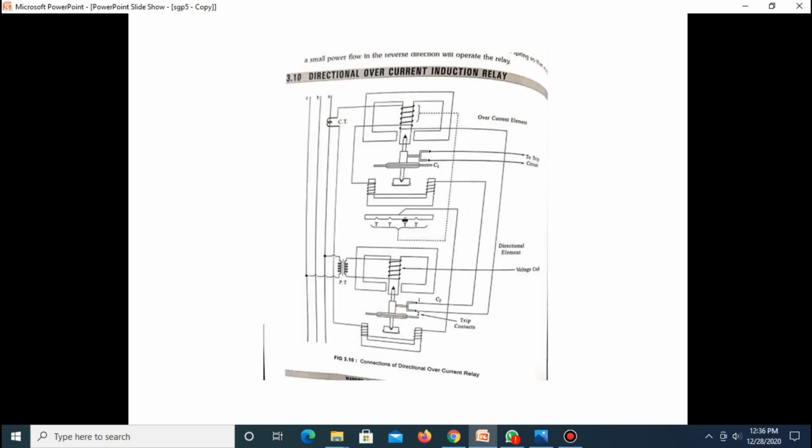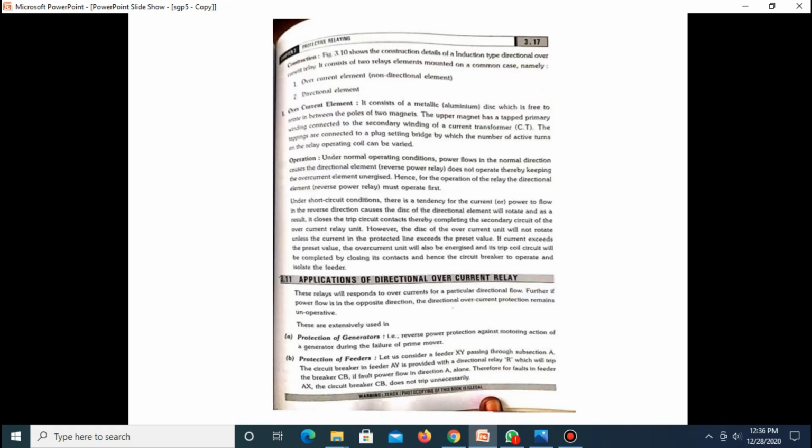First, the tripping contact closes. After tripping the contact, it gives the signal to the circuit breaker. The circuit breaker receives the signal from the relay and operates. This is the operation of the directional overcurrent induction relay. Its applications are the protection of generators and the protection of feeders.